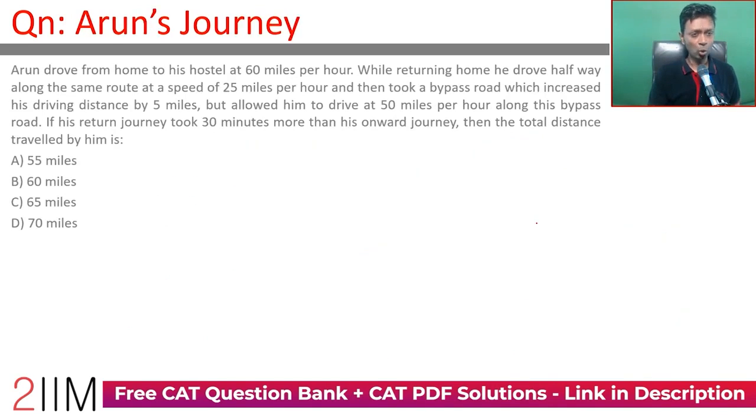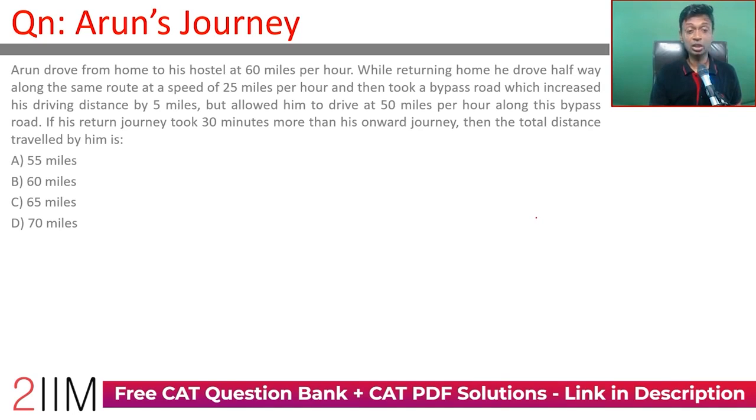Arun's journey. Arun drove from home to his hostel at 60 miles per hour. While returning home, he drove halfway along the same route at 25 miles per hour and then took a bypass road which increased his driving distance by 5 miles but allowed him to drive at 50 miles per hour along this bypass road.